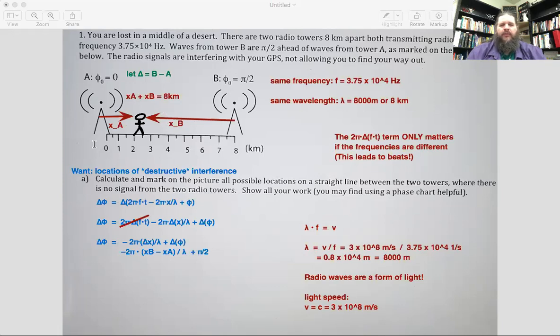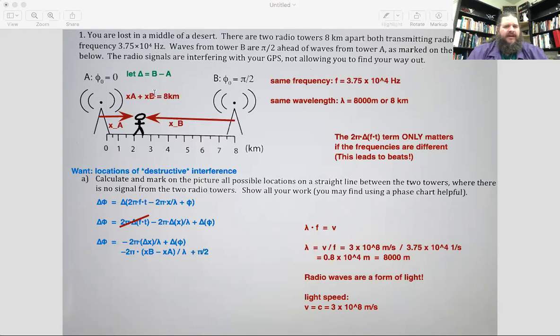Right. We're trying to find where you should stand to make this happen a certain way. However, since the lambdas are the same, we can pull the divided by lambda out of the delta. If the lambdas weren't the same, then we'd have to leave the lambda in the delta, so delta x over lambda. But in that case, the frequencies would be different, which means this is really a beats problem, and that's the most important part. Okay, thank you.